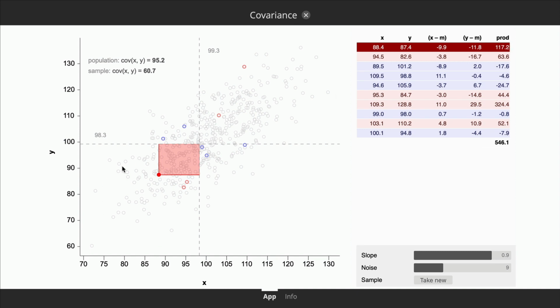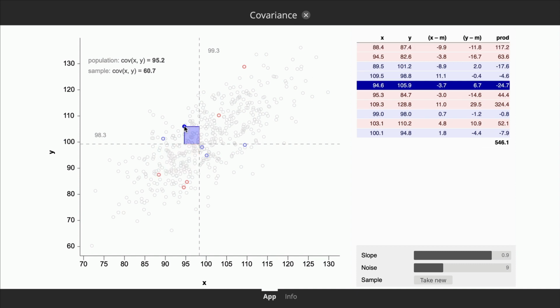Any points which lie in this quadrant or in this quadrant contribute positively to the covariance, to the positive linear trend. The blue points have a negative contribution, and you can see why. For example, if you select this point, the x-coordinate is below the average, the y-coordinate is above the average, so we have one negative distance and one positive distance, which gives you a negative value as a product.